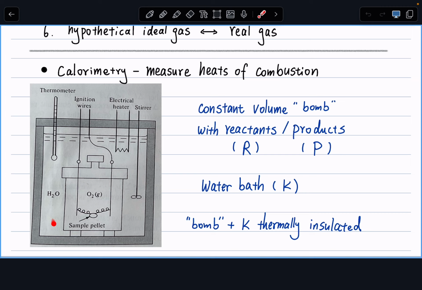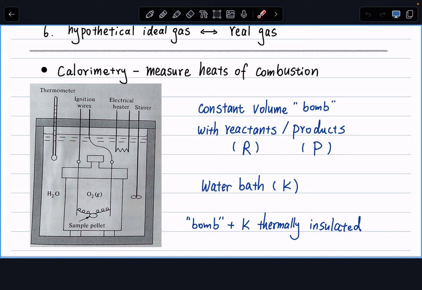And this entire water bath contains several things. First, you have the thermometer to monitor how the temperature changes. You have a stir bar to make sure the temperature is uniform within the water bath. Then you also have an electrical heater, so you can manipulate the temperature change of the water bath. In addition, we also have the ignition wire so that you can ignite your reaction at a given point.